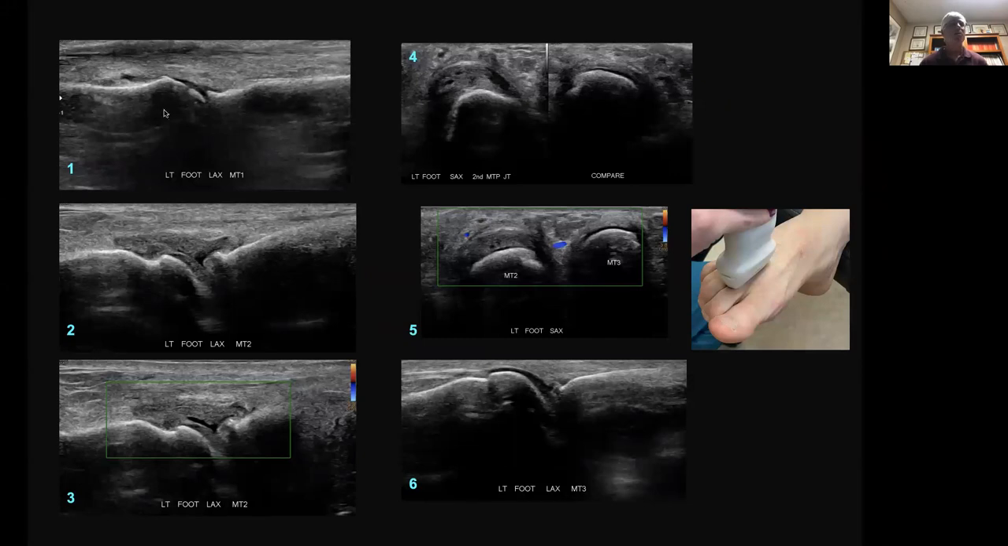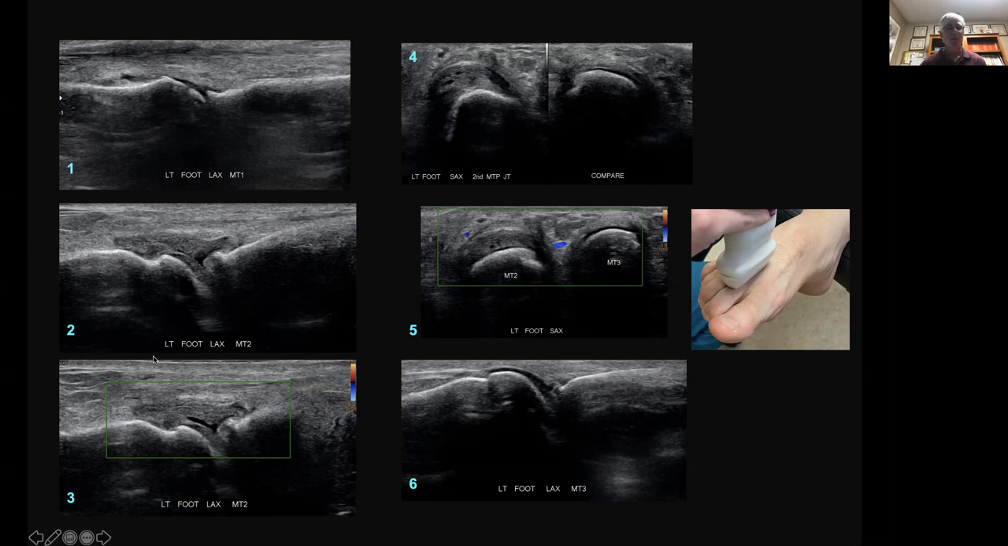So I always do the first MTP joint, and you can see here with the probe in long axis that I'm looking at the joint itself. It's normal, and I move on to the second. And when we get to the second, you can see that the dorsal synovial recess is hypertrophic. It's synovium, but also capsule. So if it's hypertrophic, it's abnormal. It's also the region of interest. And then I perform Doppler imaging.